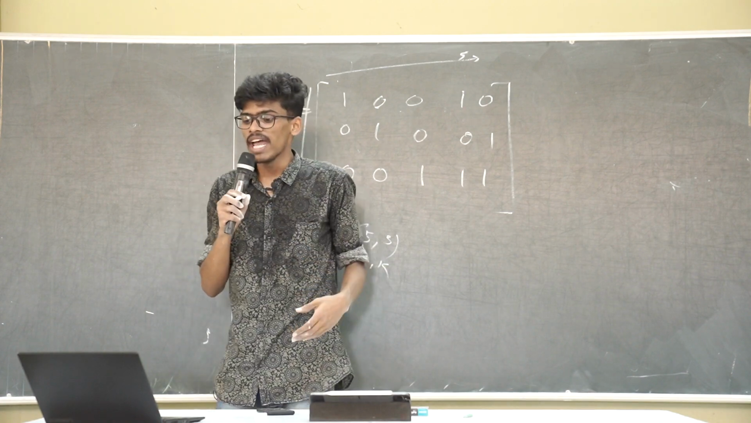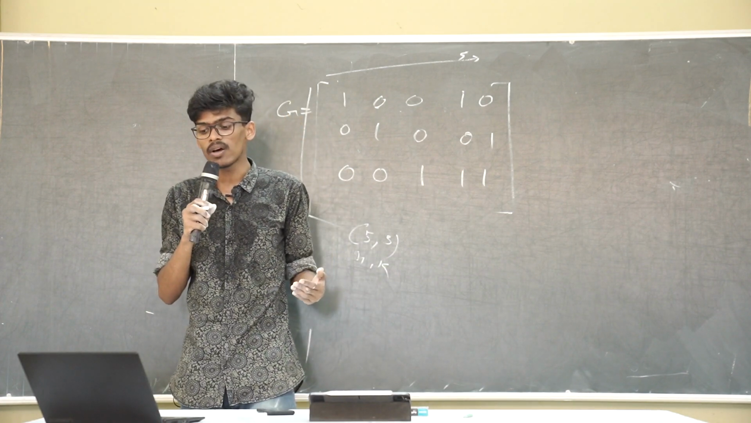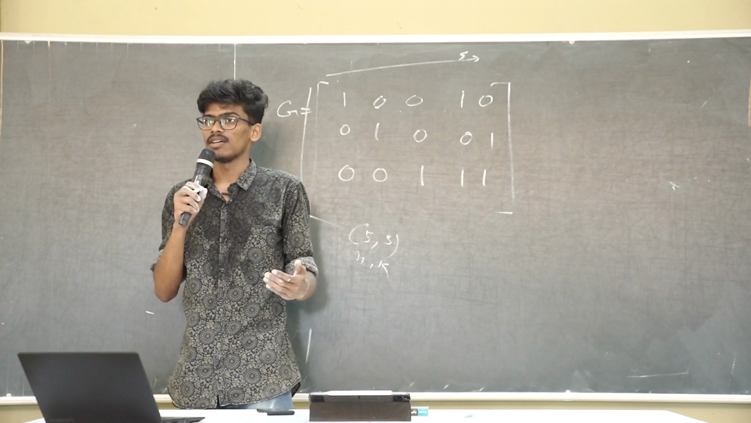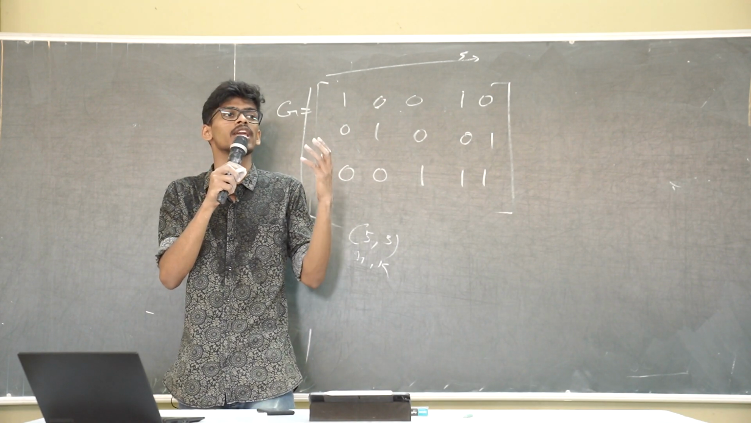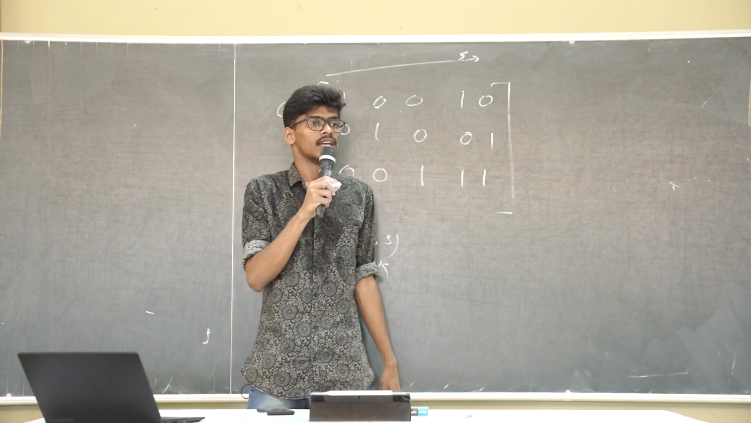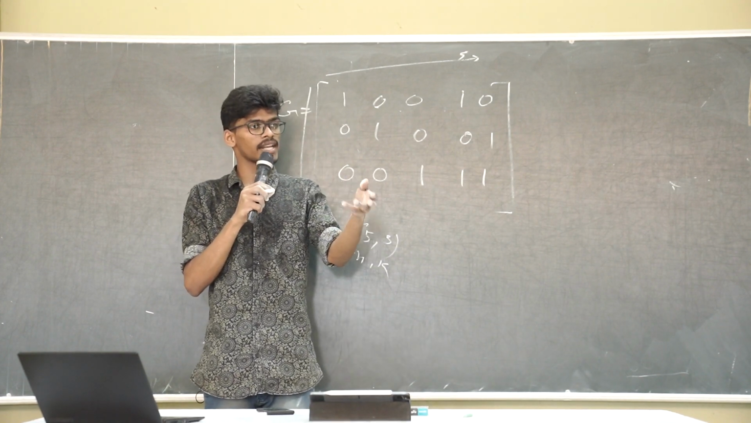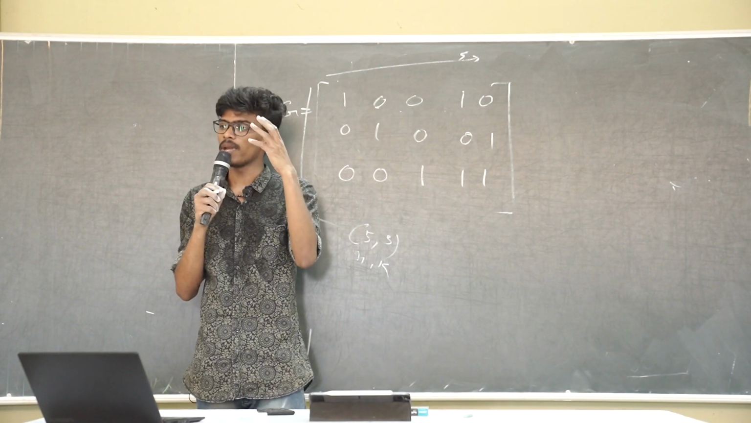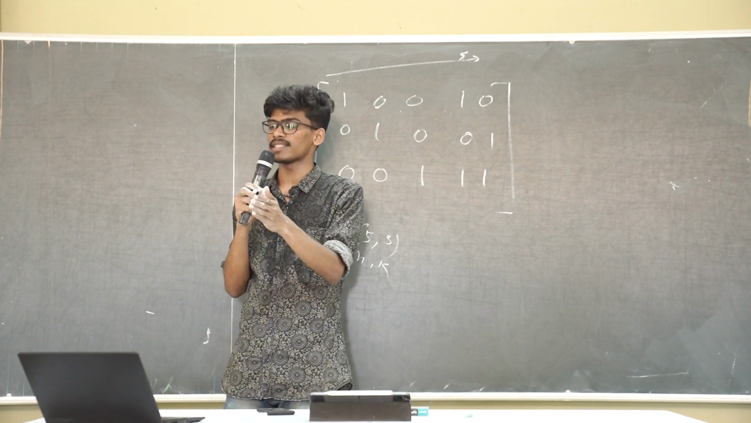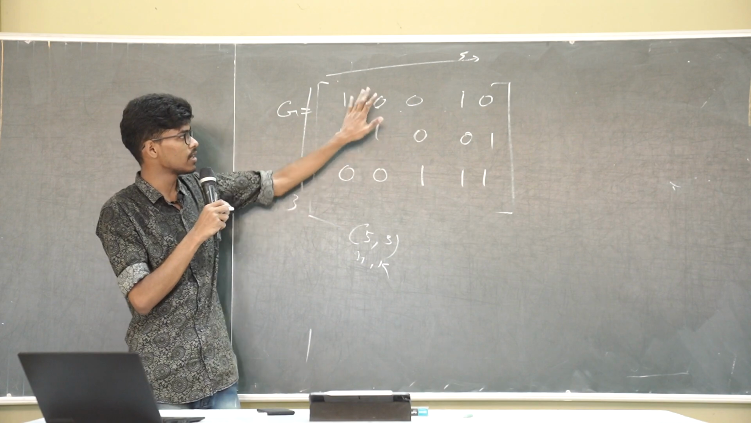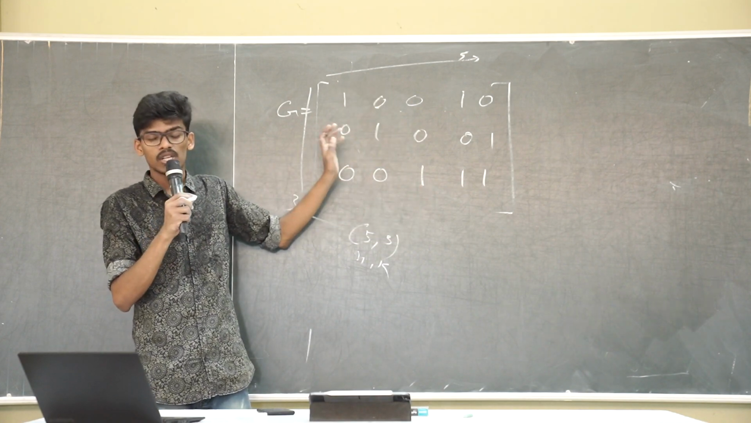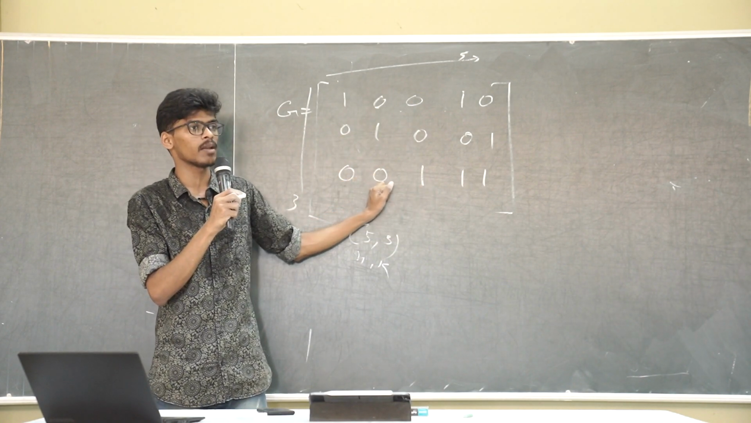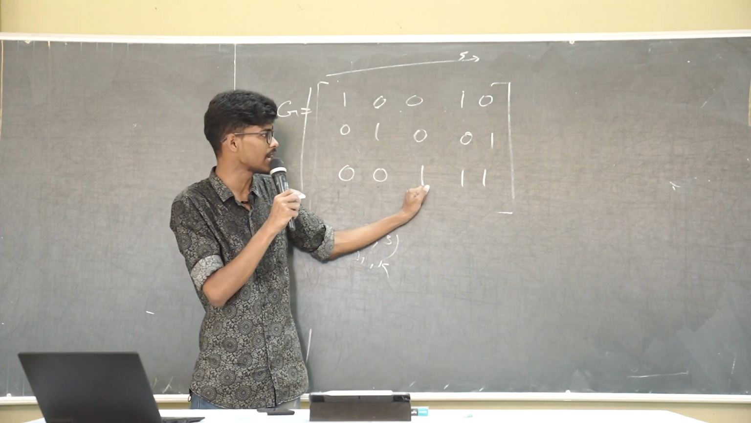Then your question is to generate all the code words using this matrix. What is the input combinations or input vector space? 3 bits, so how many possibilities are there? 2 to the power 3, that is 8 combinations. You can multiply. These are identity matrix, right? So the first bit will be dropped here, second bit will be dropped here, third bit will be dropped here.